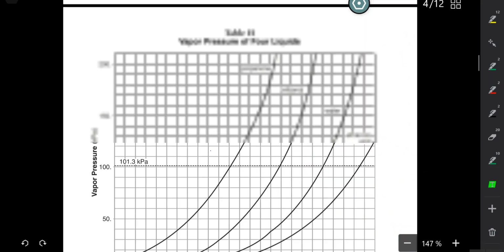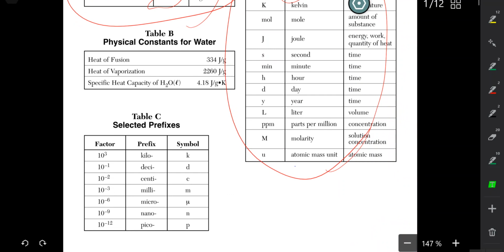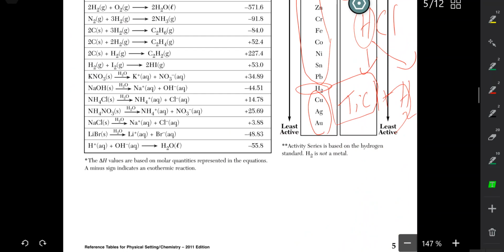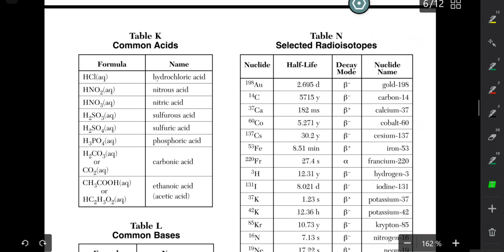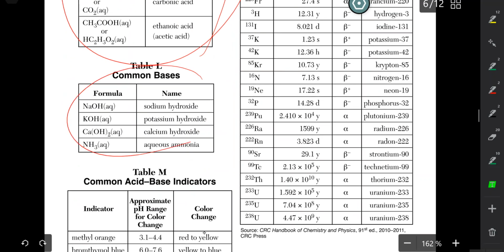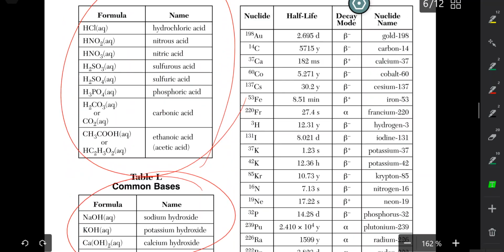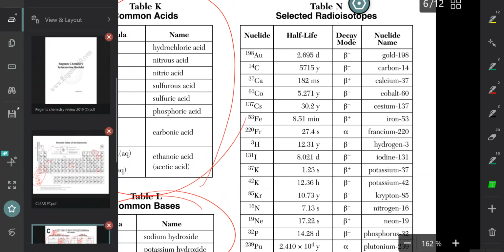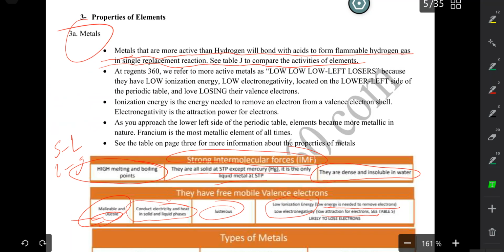All the acids are actually on table K. Here they are. We'll talk more in depth about acids later on. So here are a bunch of acids, and here are a bunch of bases. We'll talk more about that later. We talked about all of this. We talked about how francium is the most metallic metal of all times.